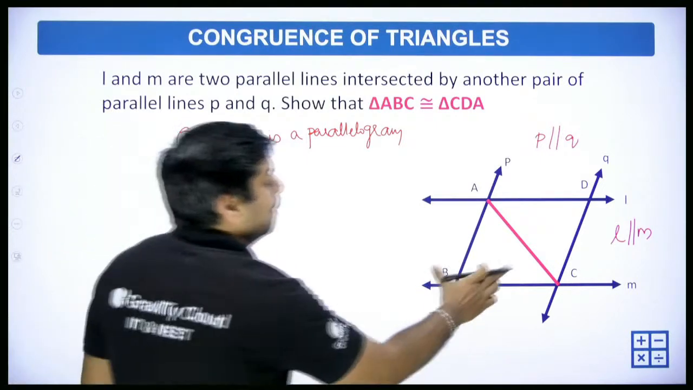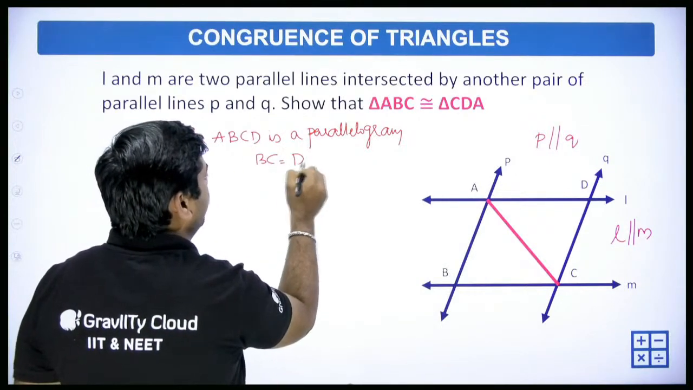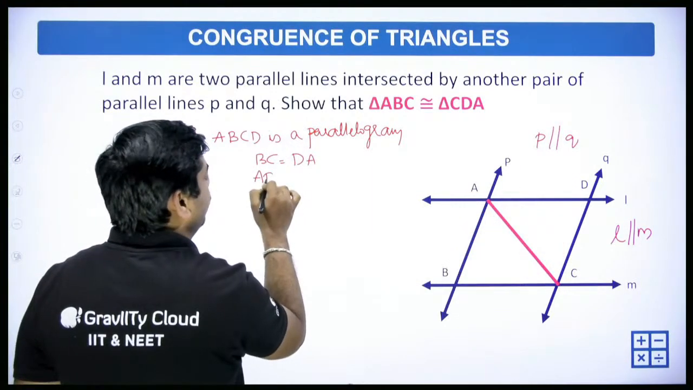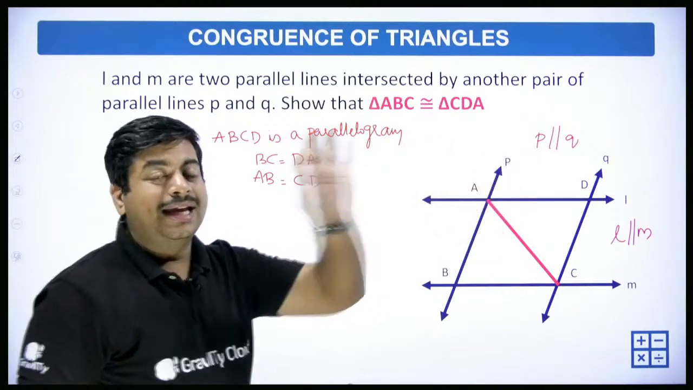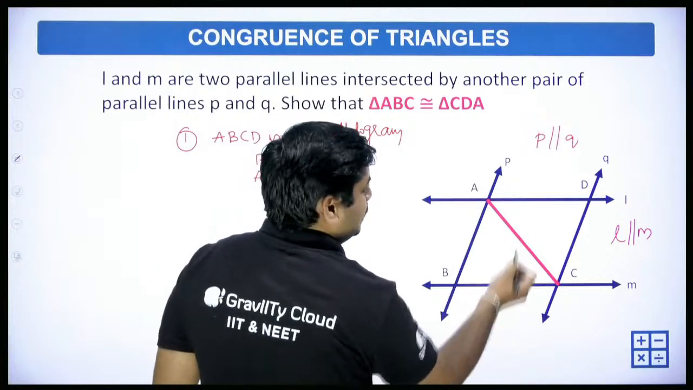Opposite sides means BC will be equal to DA, right? So this is opposite. In the same way, AB will be equal to CD or DC. If we are considering that it is a parallelogram, side and side are equal.